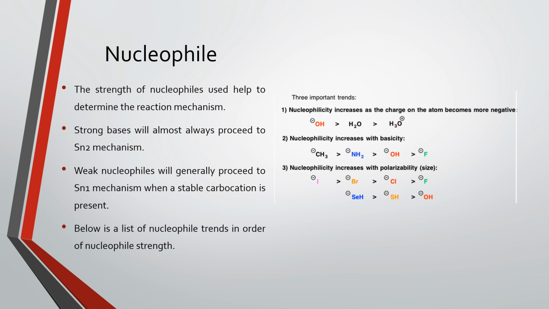Nucleophilicity increases with basicity. That is, CH3 negative is more basic, so it is more nucleophilic as compared to NH2 negative, which is more nucleophilic as compared to OH negative, which is more nucleophilic as compared to F negative. Nucleophilicity also increases with polarizability, that is size. So the size of the iodide ion is higher as compared to Br negative, which is more nucleophilic as compared to Cl negative, which is more nucleophilic as compared to F negative, and this is the order.